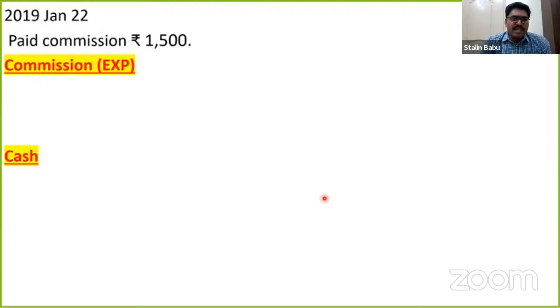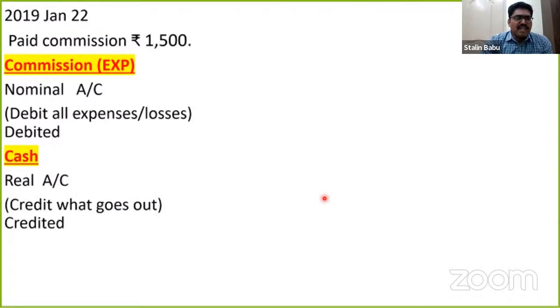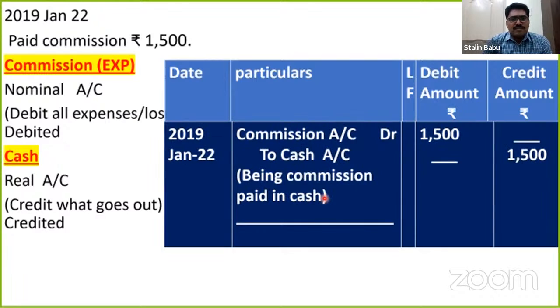Commission is an expenditure. According to the nominal account, expenditure is debited, so commission account is debited here. Cash is going out of the business, so cash account should be credited. So the entry is commission account debit to cash account.